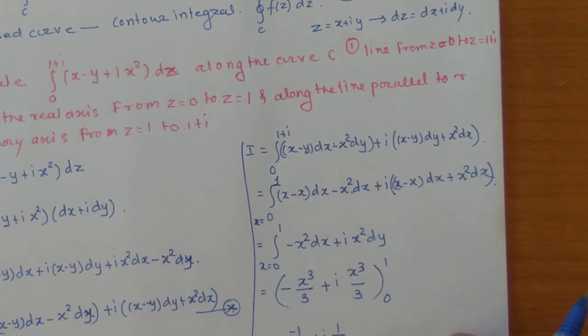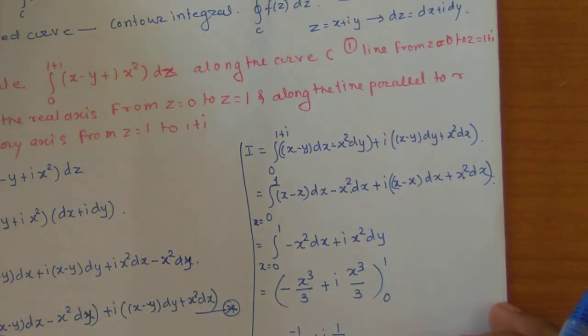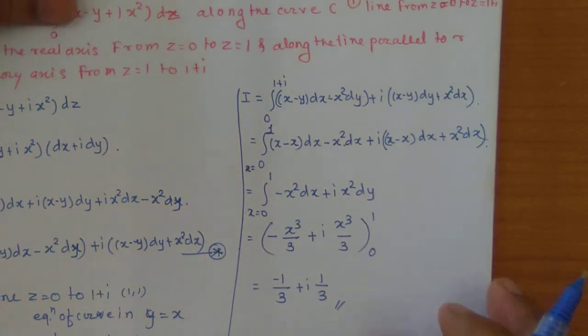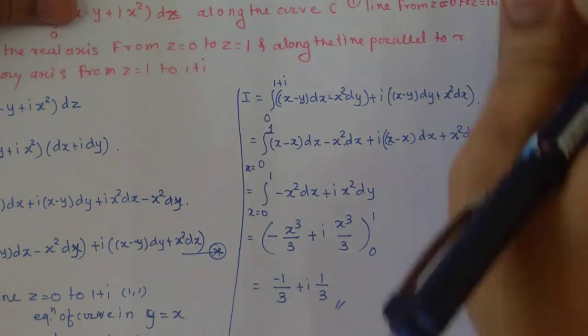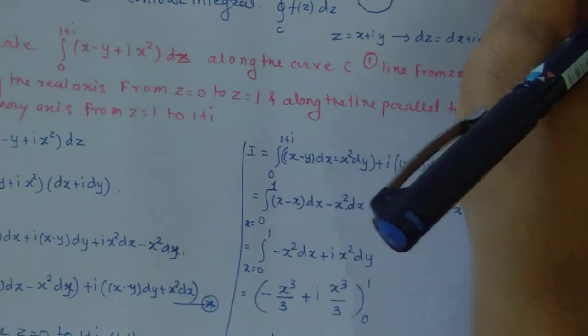So in case of the line y equals x, what is our answer? Our answer is minus 1 by 3 plus i times 1 by 3. Now we are going to deal with the second curve.